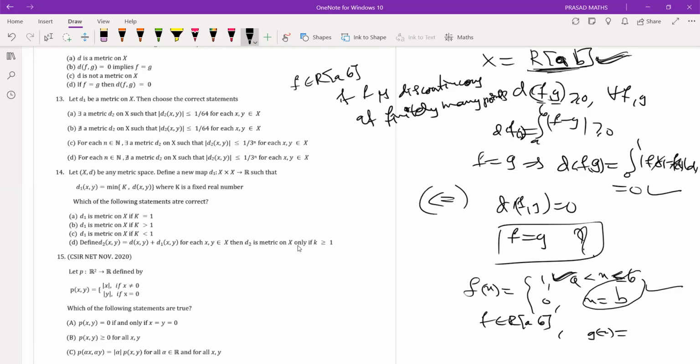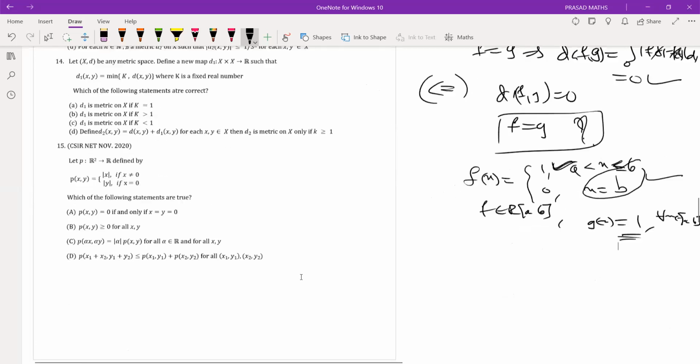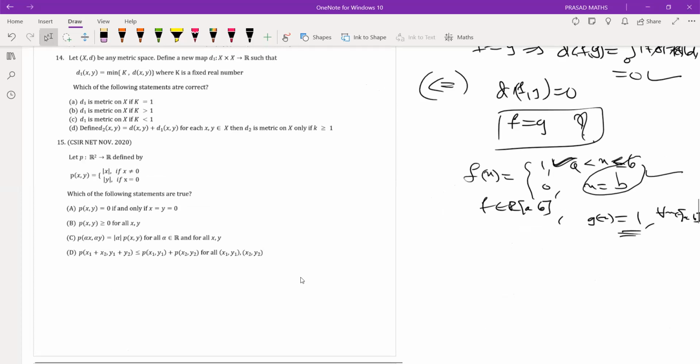I want to take another one, g, to be a constant function. A constant function is always a Riemann integrable function because a constant function is always continuous with respect to the topology. Therefore, this is also a Riemann integrable function. Therefore, f and g are Riemann integrable functions.